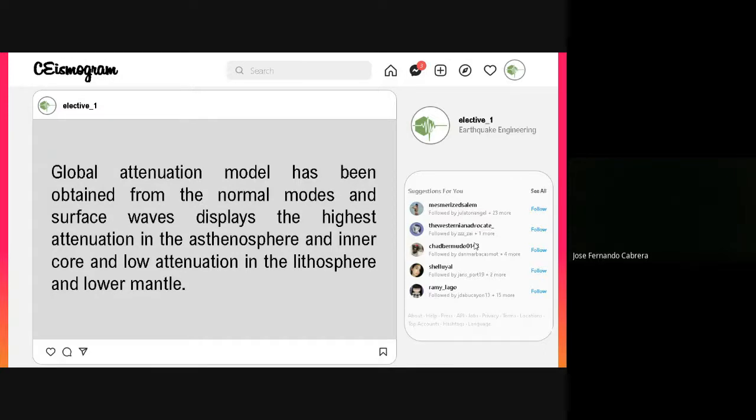Global attenuation model has been obtained from normal mode to surface wave display. The highest attenuation is in the asthenosphere and the inner core, and the low attenuation is in the lithosphere or the lower mantle. Global surface wave attenuation model corresponds closely to the shear velocity, suggesting that temperature is the controlling factor. Next po.